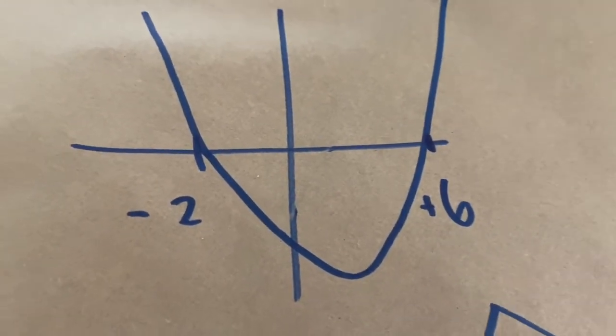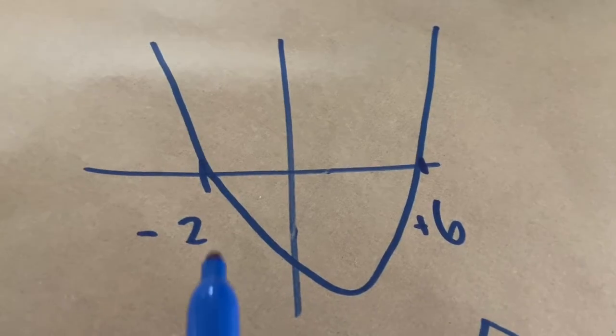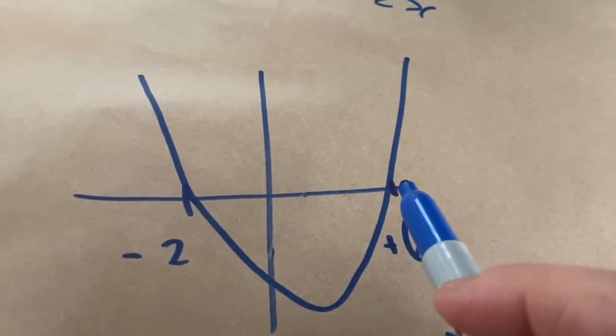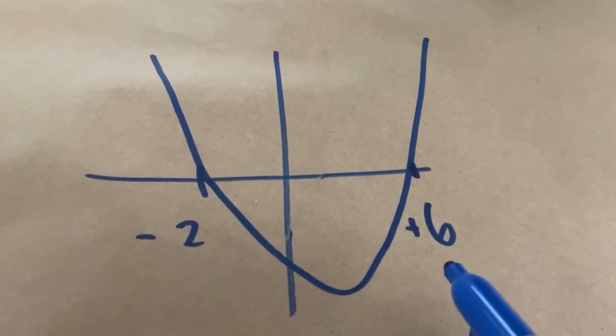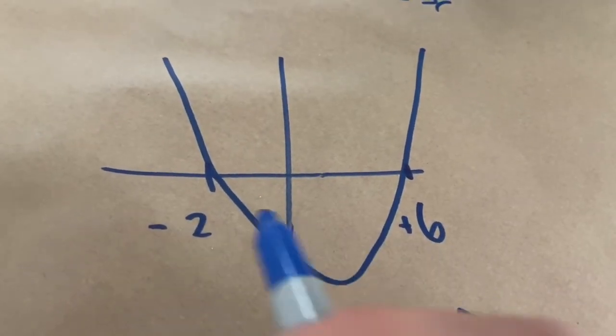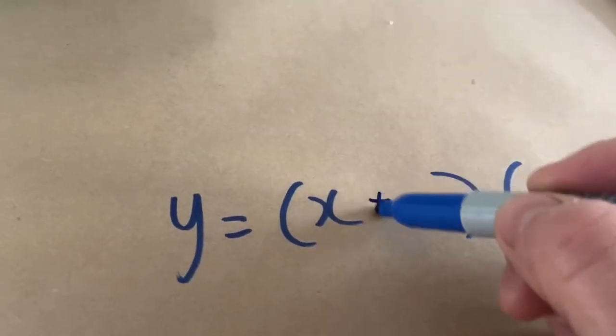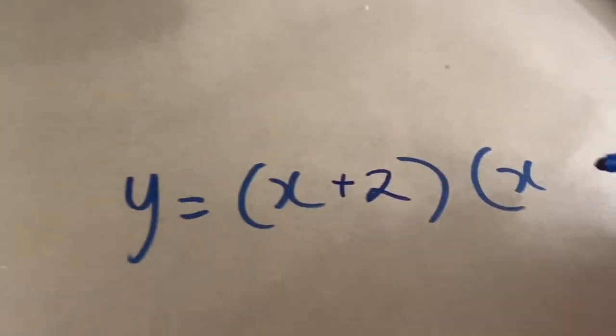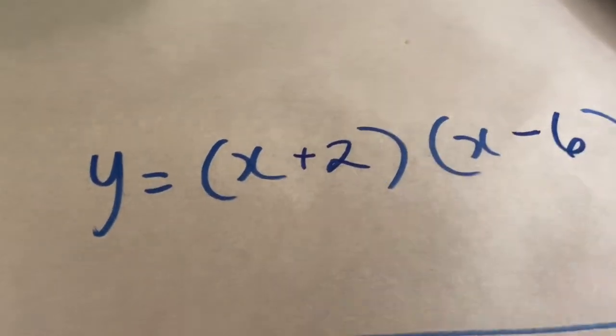And when we use Desmos, we saw that the first x-intercept was minus 2. The second x-intercept was plus 6. So if I wanted to put that into factored form, I know that since it says a minus 2 here, it needs to be a plus 2 in the equation. And since it says a plus 6 here, it needs to be a minus 6 in the equation.